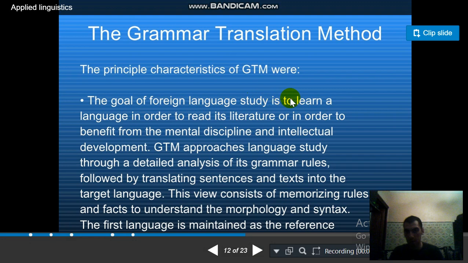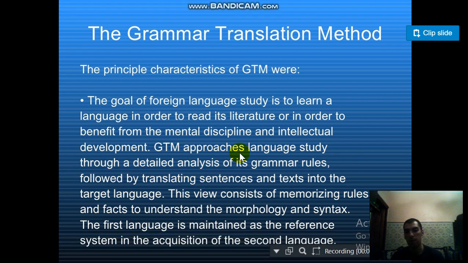So, the goal of foreign language study, according to the GTM, is to learn a language in order to read its literature or in order to benefit from the mental discipline and intellectual development. GTM approaches language study through a detailed analysis of its grammar rules, the grammar rules of the target language, of course, followed by translation of sentences and texts into the target language. This view consists of memorizing rules and facts to understand the morphology and syntax. The first language is maintained as the reference system in the acquisition of the second language.